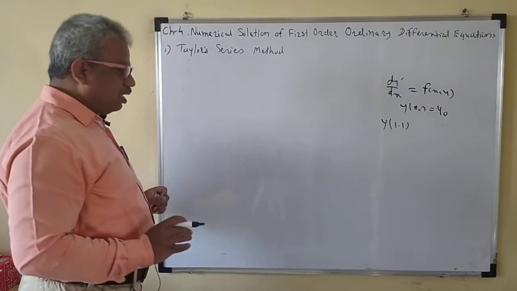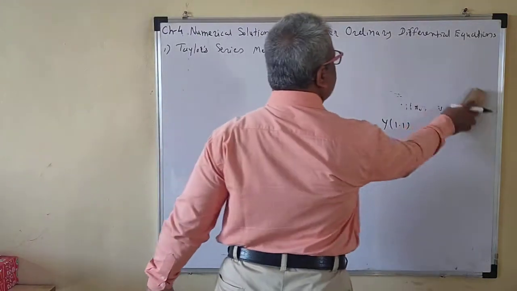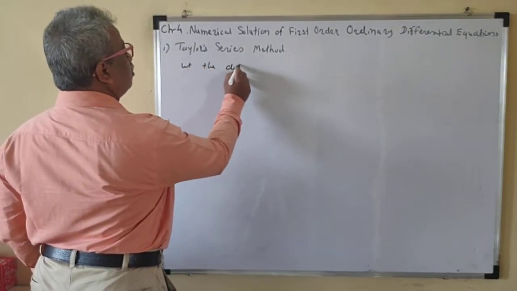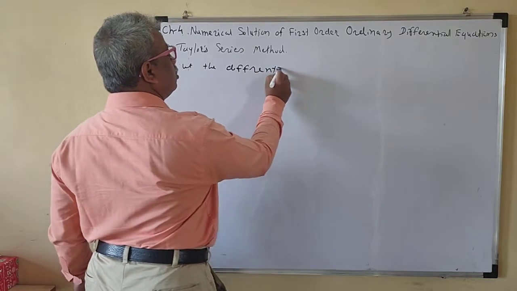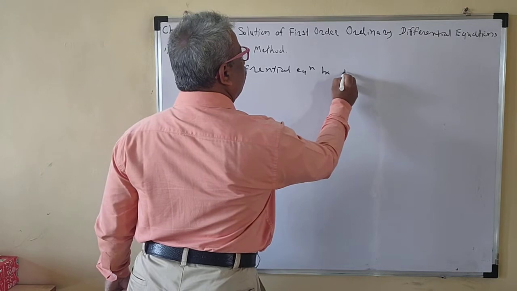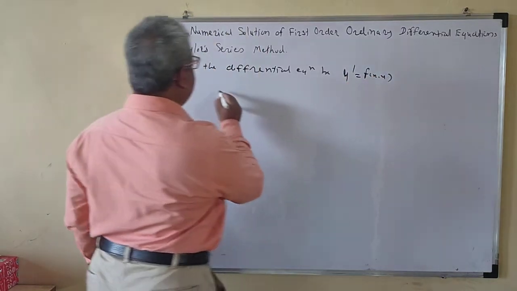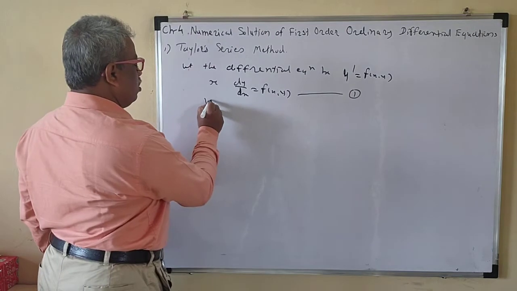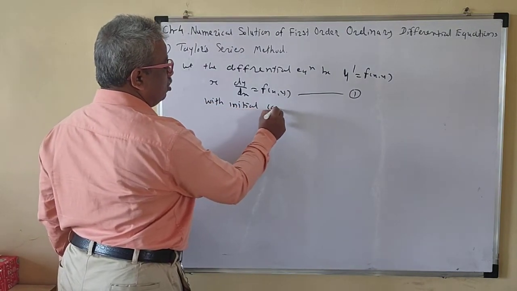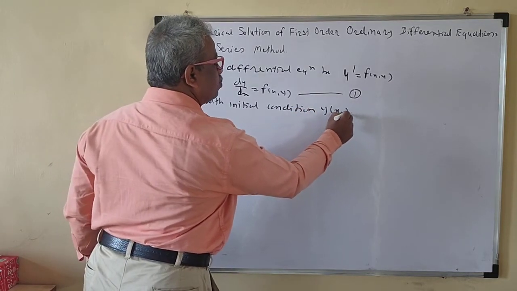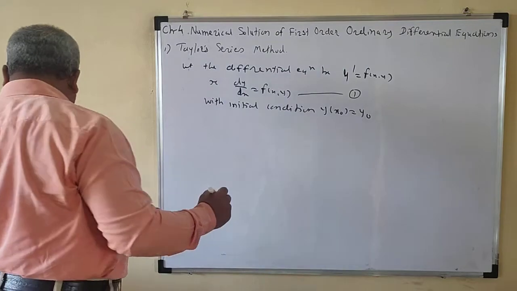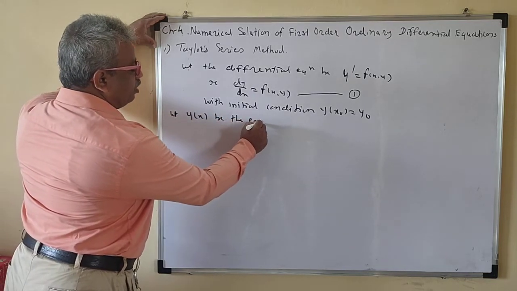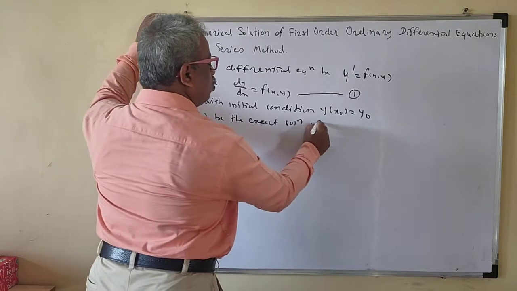The first method is the Taylor series method. We will explain the Taylor series method for solving the first order differential equation. Let the differential equation be y prime is equal to f of x, y, that is dy by dx is equal to f of x, y. I'll call this 1, with initial condition y of x naught is equal to y naught. Let y of x be the exact solution of 1.